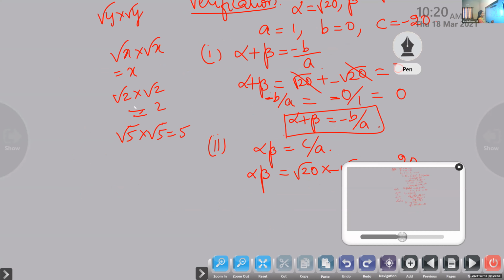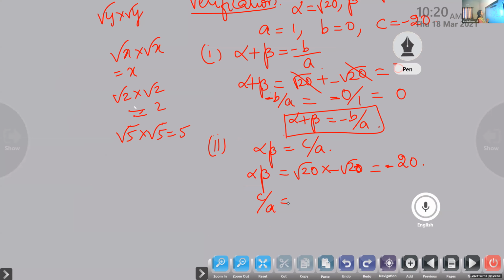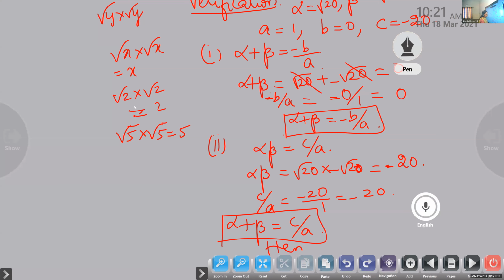What about C by A? What is the value of C? Minus 20 by 1, which is minus 20. So we get alpha beta is equal to C by A. Both the sides are equal, hence verified.